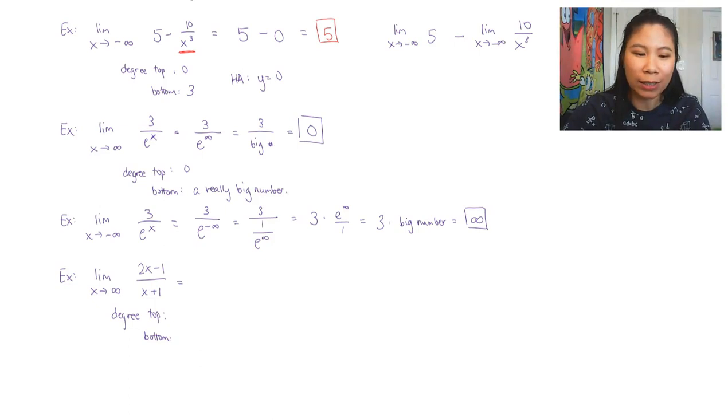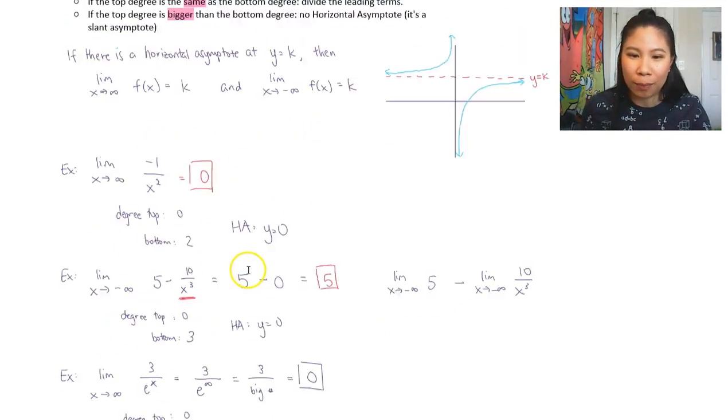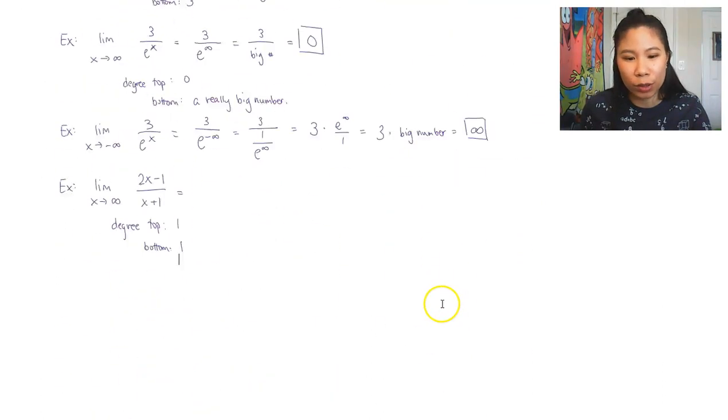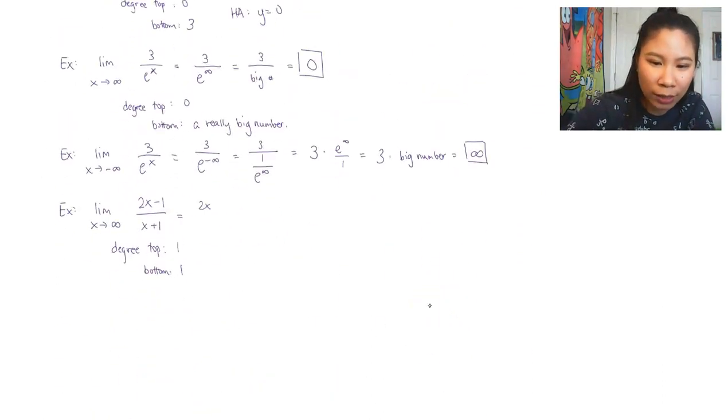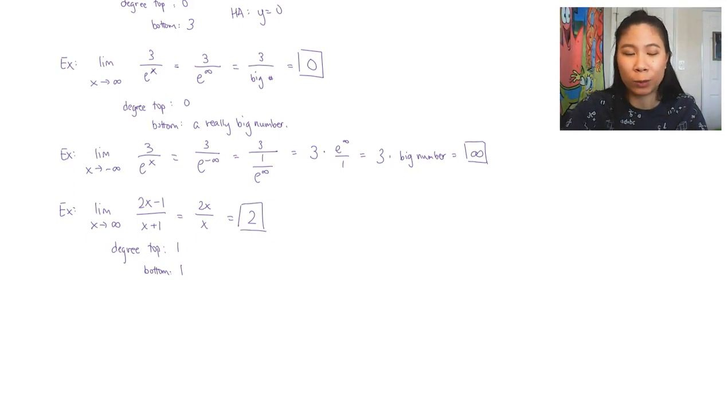For my next example, I've got the limit as x approaches infinity of 2x minus 1 over x plus 1. Looking at the degree on the top and the bottom, we have x's on both. We have 2x, so x to the first power would be the biggest degree, and x to the first power again would be the biggest on the bottom. If those are the same, we said earlier that you would divide the leading terms. My leading terms here would be the 2x on top and the x on the bottom. If I divide that, the x's cancel out and I'm just left with 2. So the horizontal asymptote for this function would be y equals 2, which is why the limit is also 2.